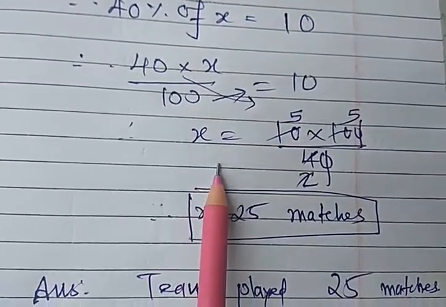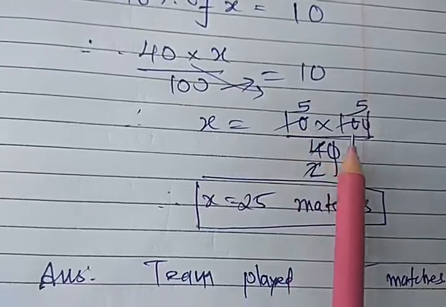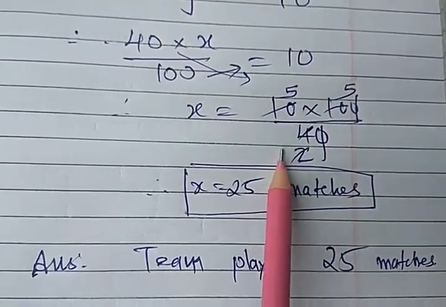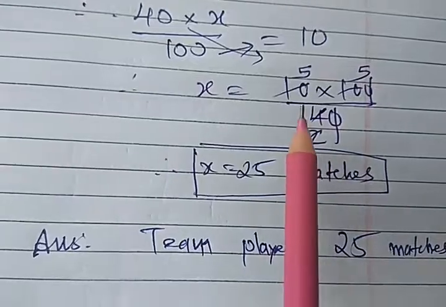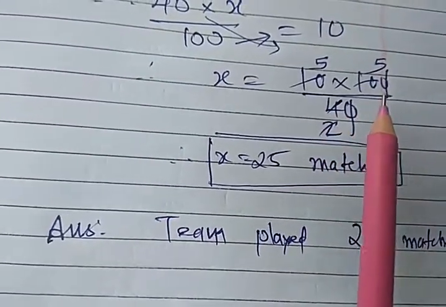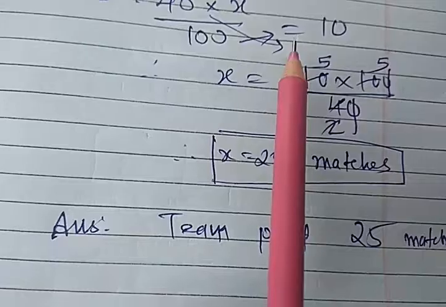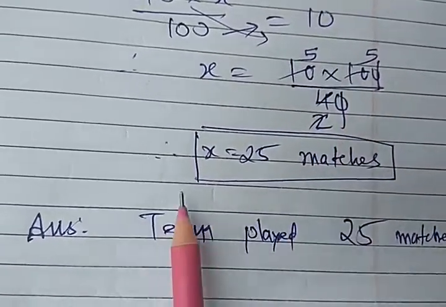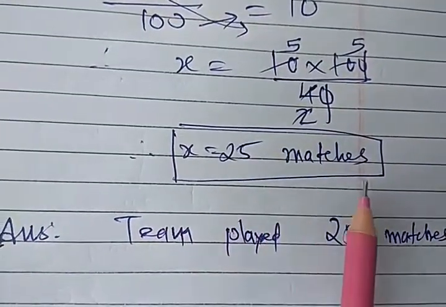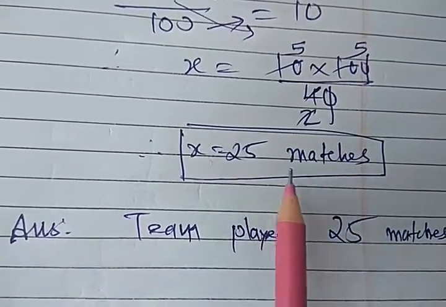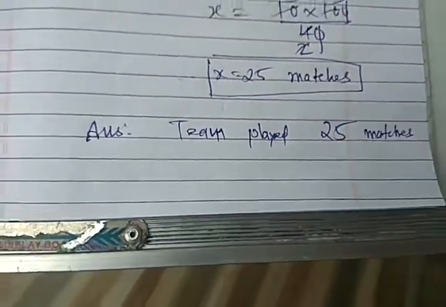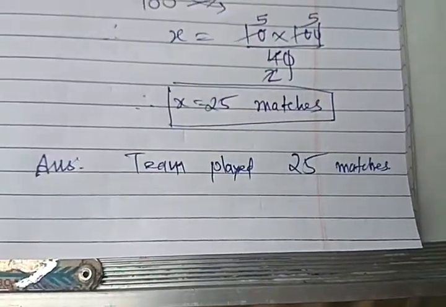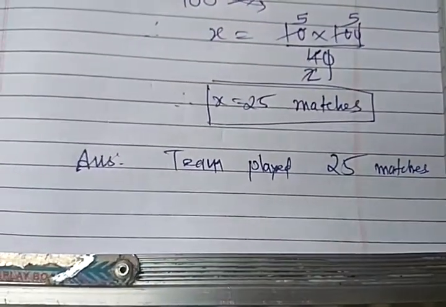Okay. Now you simplify this. X is equal to 10 into 100 upon 40, right? Therefore, you cancel 0 0, 2 2s are 4, 2 5s are 10 and 2 5s are 10. So our X is equal to 25. So what is X? That is matches. So X is equal to 25 matches. And hence the team played how many matches? 25 matches.